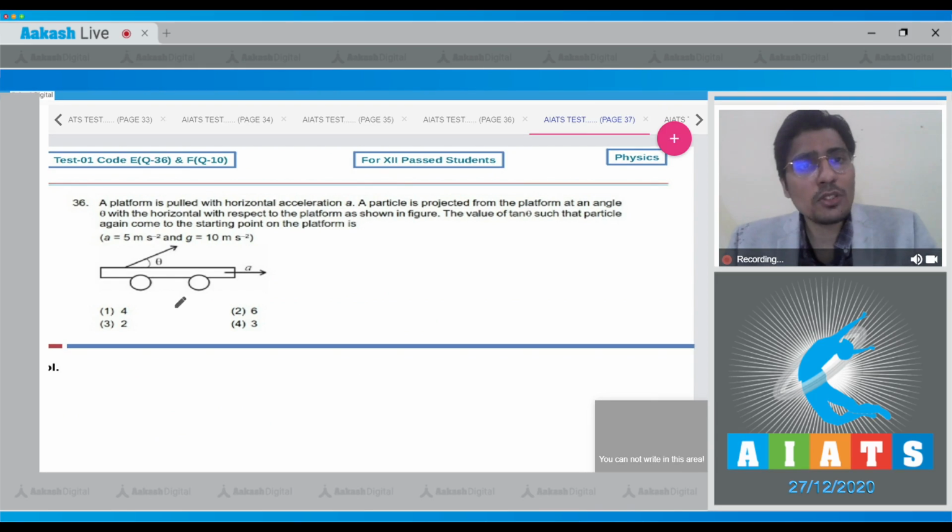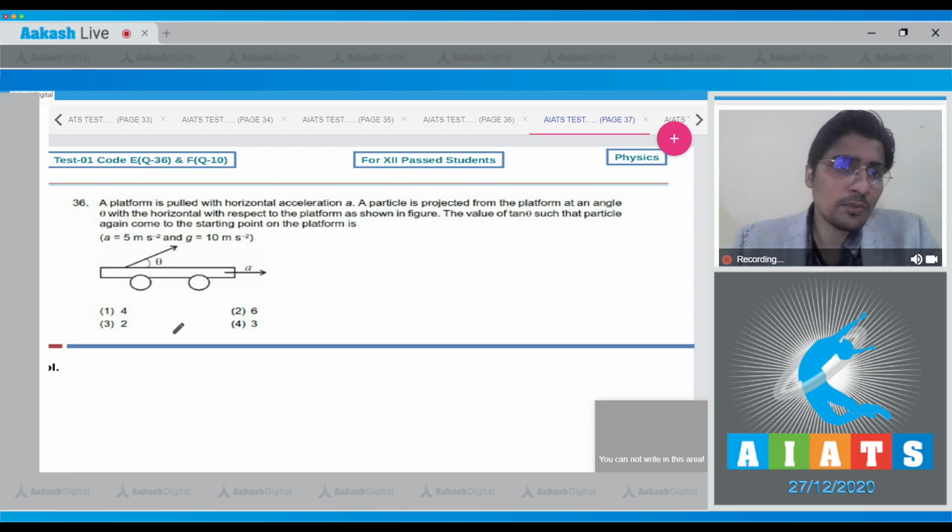In this question, a platform is pulled with horizontal acceleration a. A particle is projected from the platform at an angle theta with the horizontal with respect to the platform as shown. The value of tan theta such that the particle again comes to the starting point on the platform is.